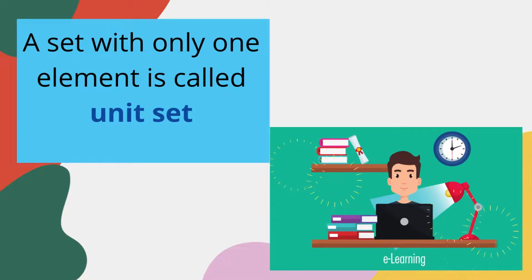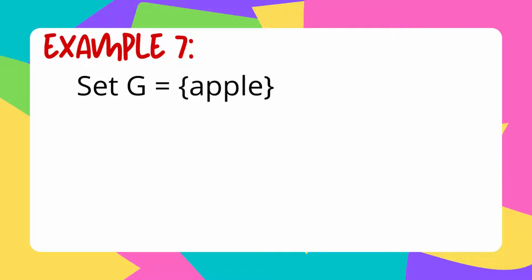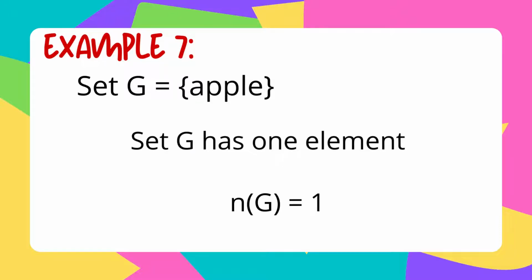Next, a set with only one element is called a unit set. Example number 7: set G equals {apple}. Obviously, set G has one element, and that is an apple. Therefore, the cardinality of set G is equal to 1, and that is called a unit set.